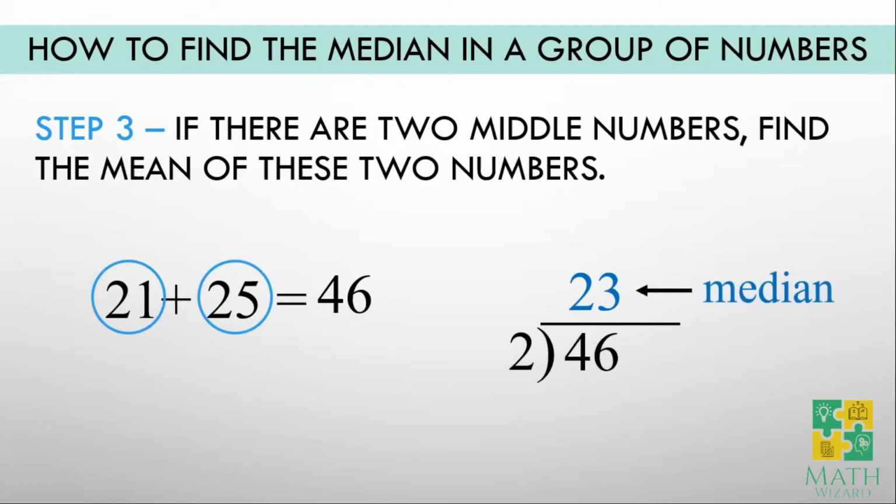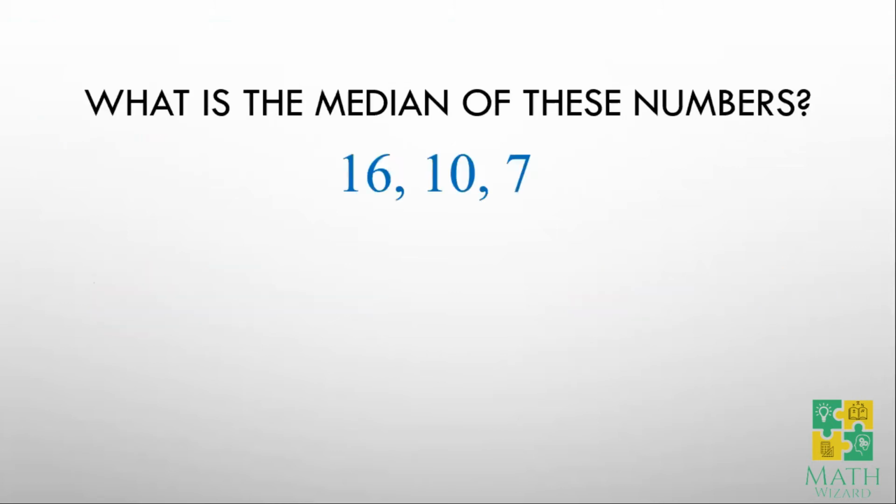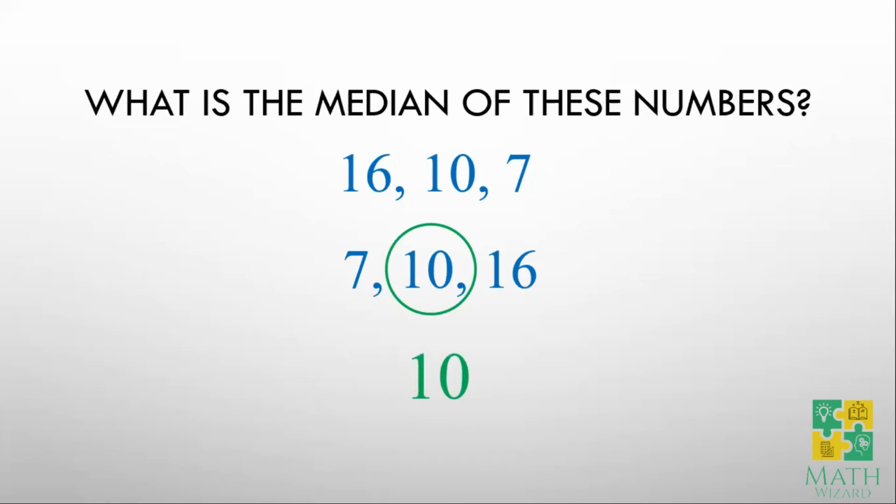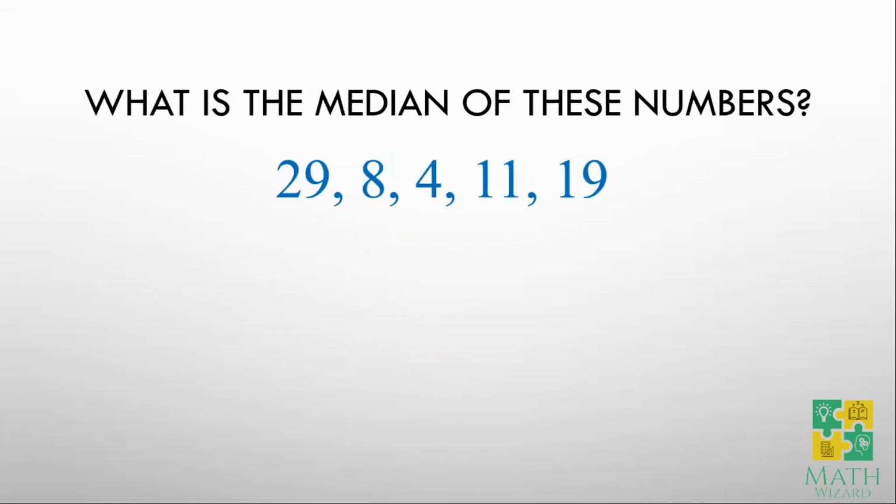Again, kapag meron tayong set of numbers and then there are two middle numbers, we add them together, we divide that by 2, and that would be the median. Example, what is the median of these numbers? 16, 10, and 7. We arrange them together, look for the middle number, and that's why our median is equal to 10. How about this one?